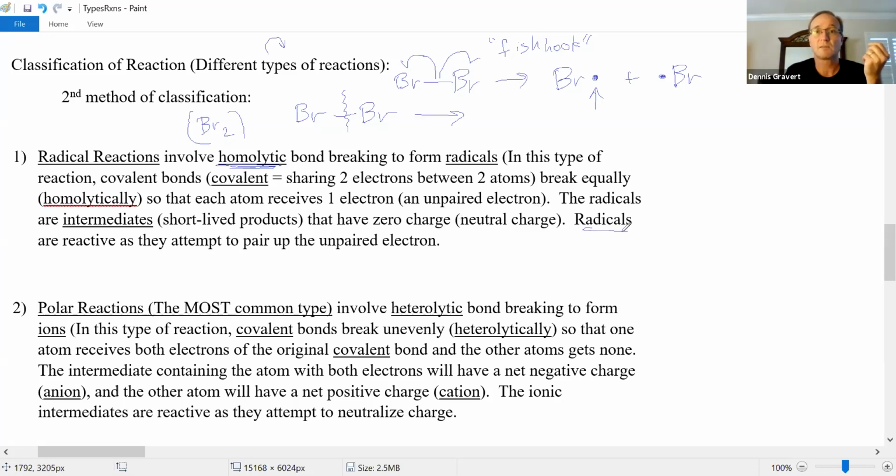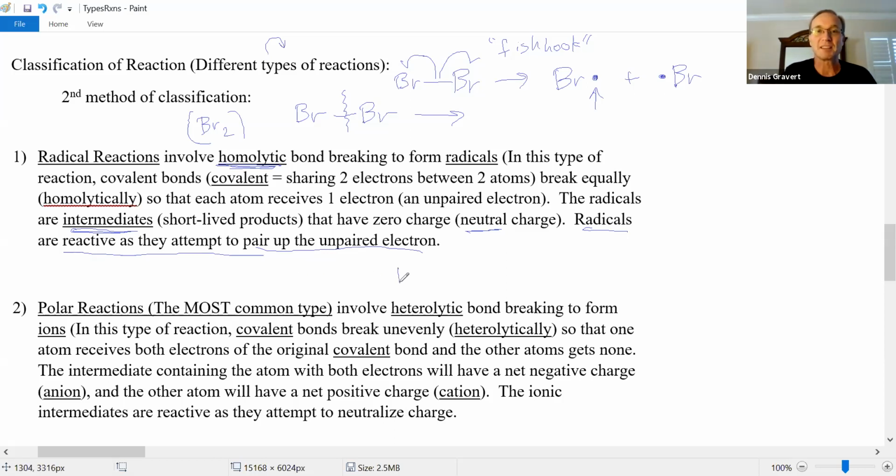Radicals are reactive as they attempt to pair up the unpaired electron. They actually have no charge, they're neutral. If you count up all the protons and all the electrons, they balance. So there's no net charge here. You may have seen free radicals before, but this is a radical reaction because we split the bond in half homolytically and made radicals along the way. These are not the final products, they are intermediates. So maybe in general chemistry, hopefully in general chemistry, you talked about catalysts and intermediates before. So they're coming back. Okay, so that's one way to classify the reaction under the second scheme.